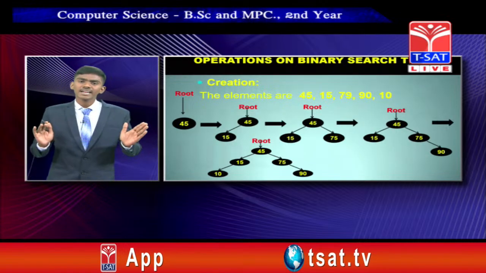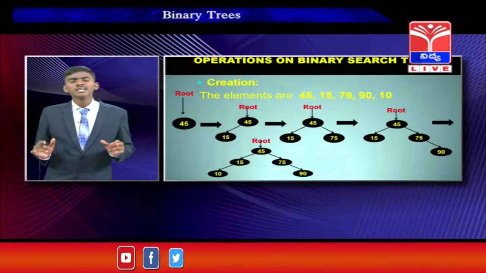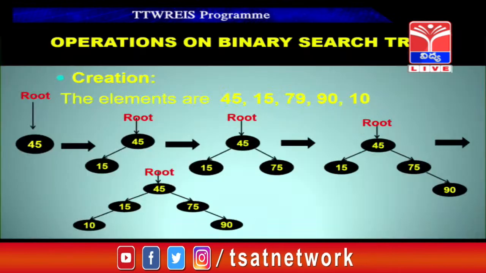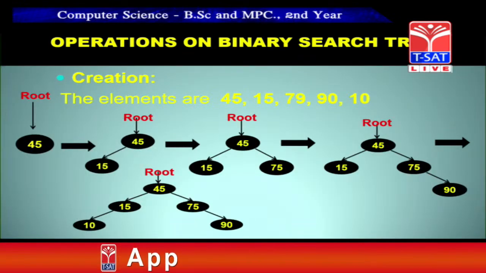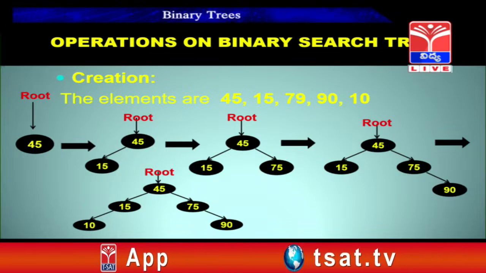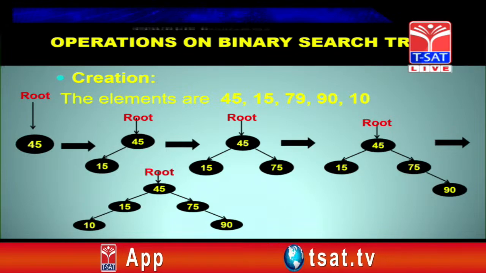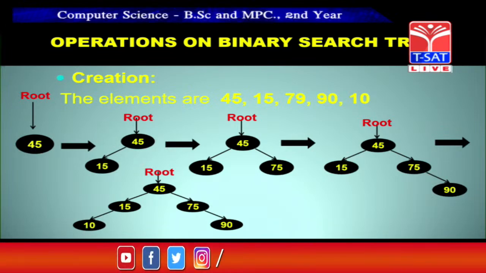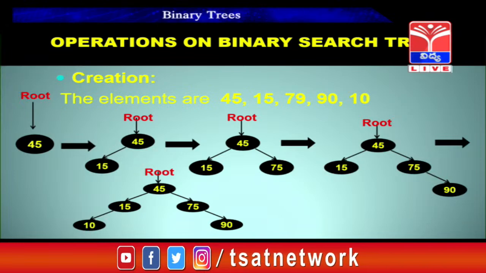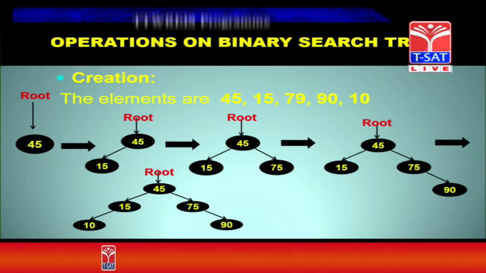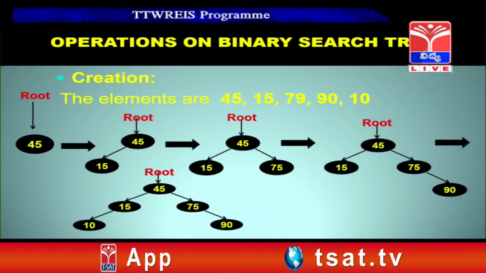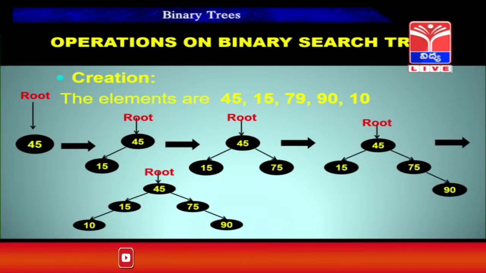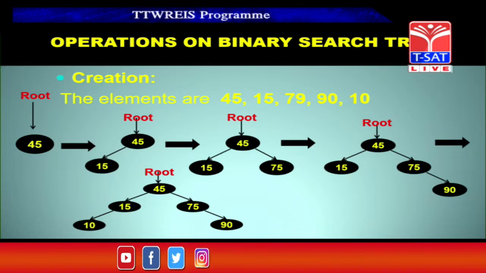So here is the creation operation in a binary search tree. In the creation operation, we create a binary search tree with some elements. Here we have one example. We have some data elements: 45, 17, 45, 15, 79, 90 and 10. These are the data elements which we have. To create a binary search tree, take the first element as the root node. Now I take the first element 45 as the root node and take the remaining elements one by one by following the binary search tree rules.